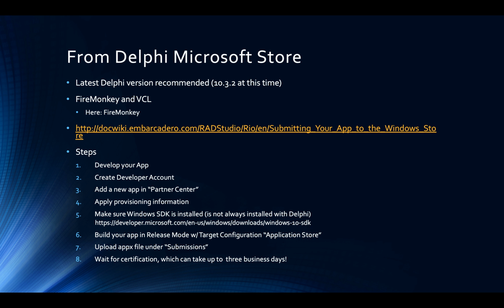And then when you have the SDK installed, you will be able to build your app in a special target configuration, and you should always release in release mode. Of course, you shouldn't really release to the App Store in debug mode with all the debug information in it. That's probably not a good idea. So go to release mode and then select the target configuration Application Store.